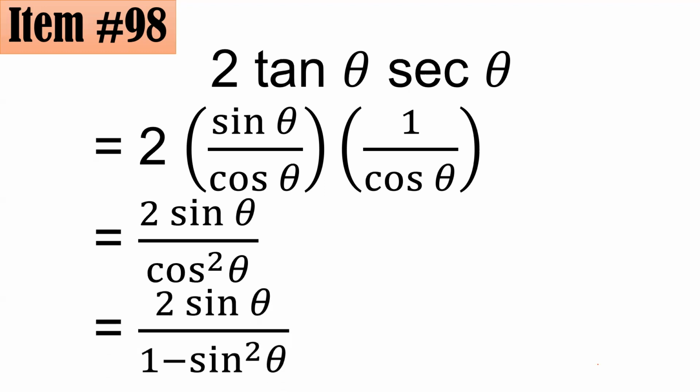Pero tandaan po natin ha, we actually have an identity, di po ba? Meron tayong Pythagorean identity na sine squared theta plus cosine squared theta equals 1. That's why we could actually derive or express cosine squared theta as 1 minus sine squared theta. Letter A po yung ating tamang sagot. Okay.